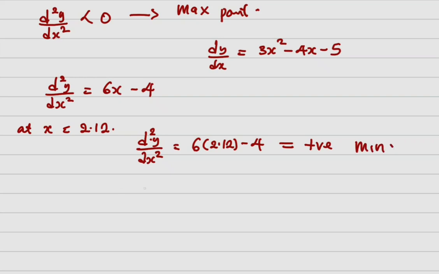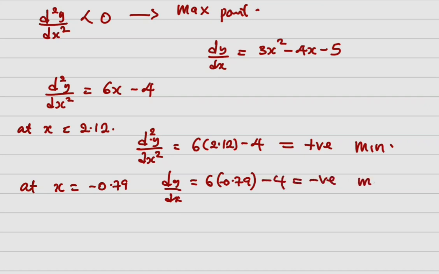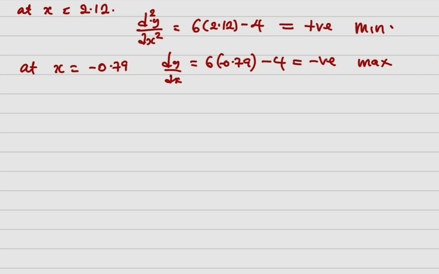Now at x equals minus 0.79, d squared y by dx squared, 6 into minus 0.79 minus 4, is going to give us a negative, which is the max point. So we now know our maximum point and our minimum point. So let's find the coordinates of the maximum point and minimum point. How do we now get the coordinates?